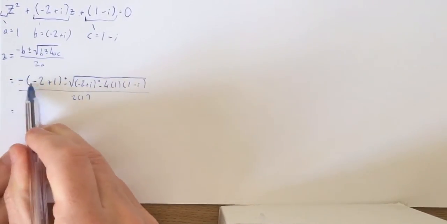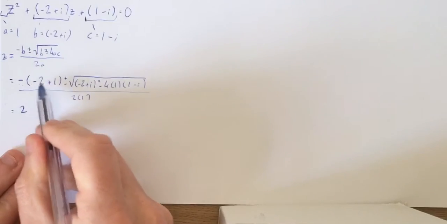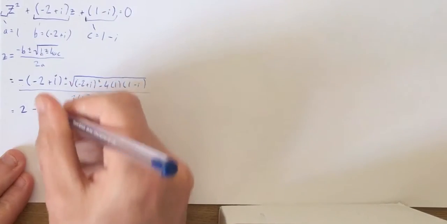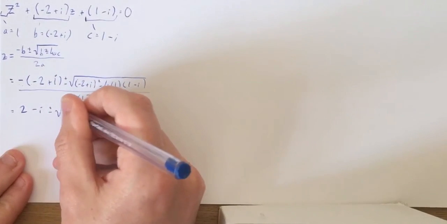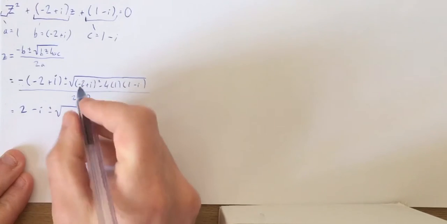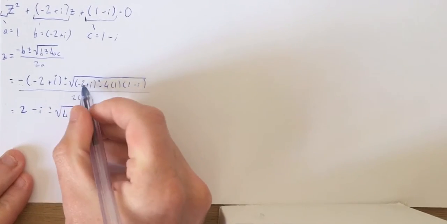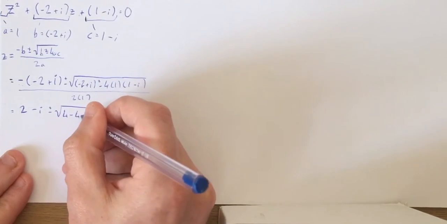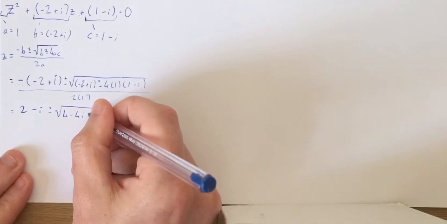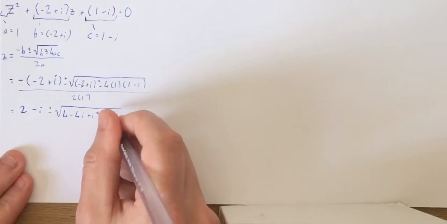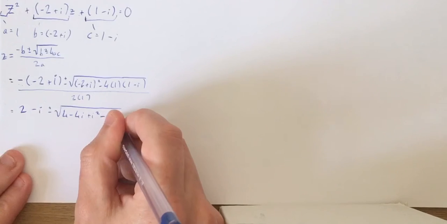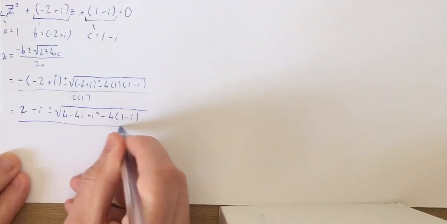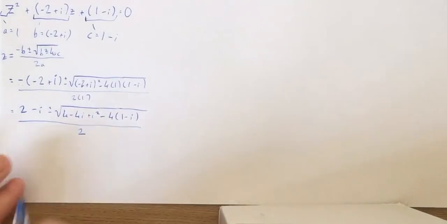So that's equal to minus minus 2, which is plus 2, minus i. Sorry, that's minus i, it should be. So 2 minus i plus or minus the square root. Minus 2 plus i squared, so minus 2 squared is 4. Minus 2 by i is minus 2i, multiplied by 2 is minus 4i, then i squared at the end. Minus 4 times 1 minus i, all over 2 times 1, which is 2.